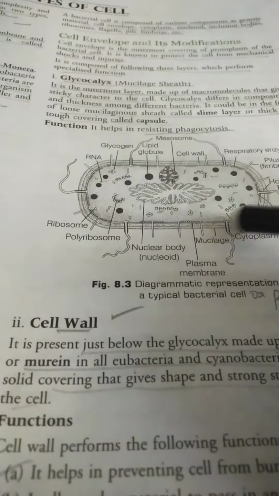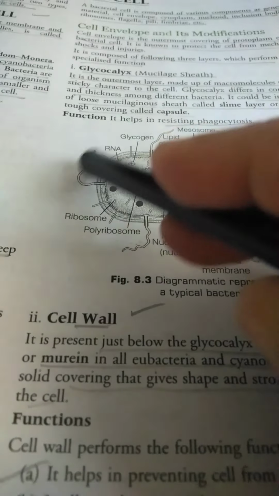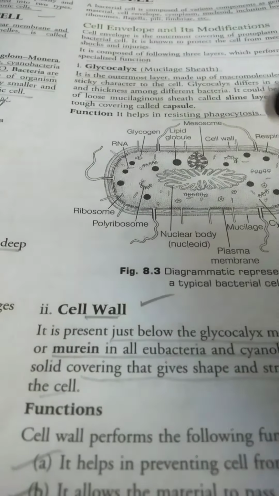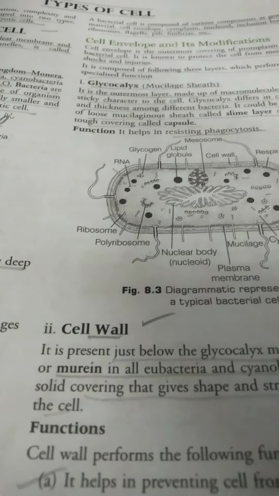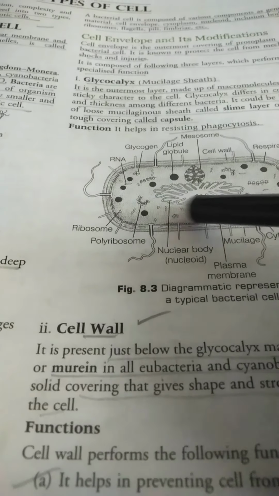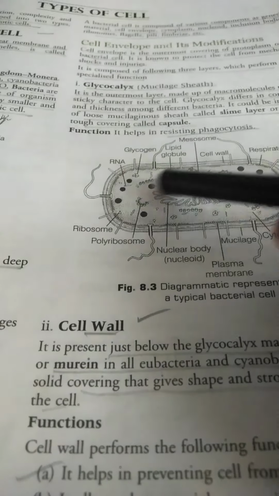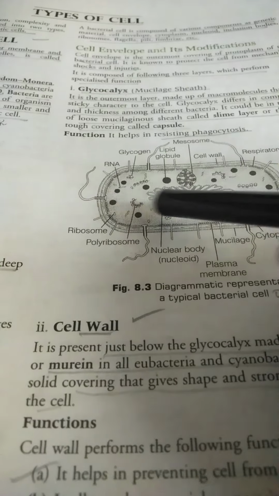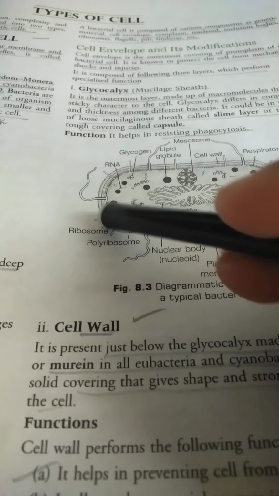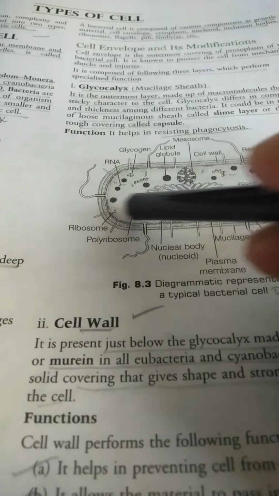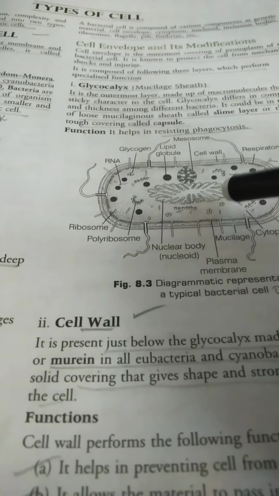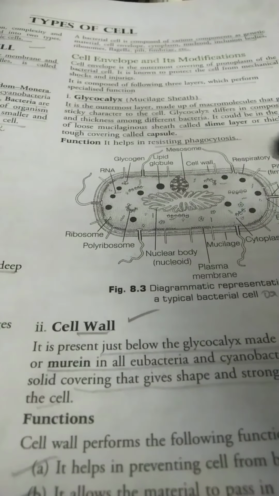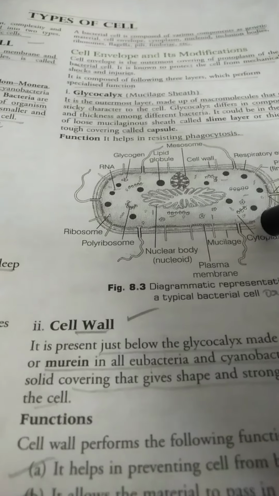Here, the outer sheath is the mucilage sheath. Then we have the cell wall, then the cell membrane. We studied the function of the cell wall and cell membrane. Then there is also the nucleoid, which is the nucleic acid without any nuclear membrane. This is the genetic material. In bacteria, it can also be found in the form of a plasmid, which is a round genetic material. So this was all about the bacterial cell.